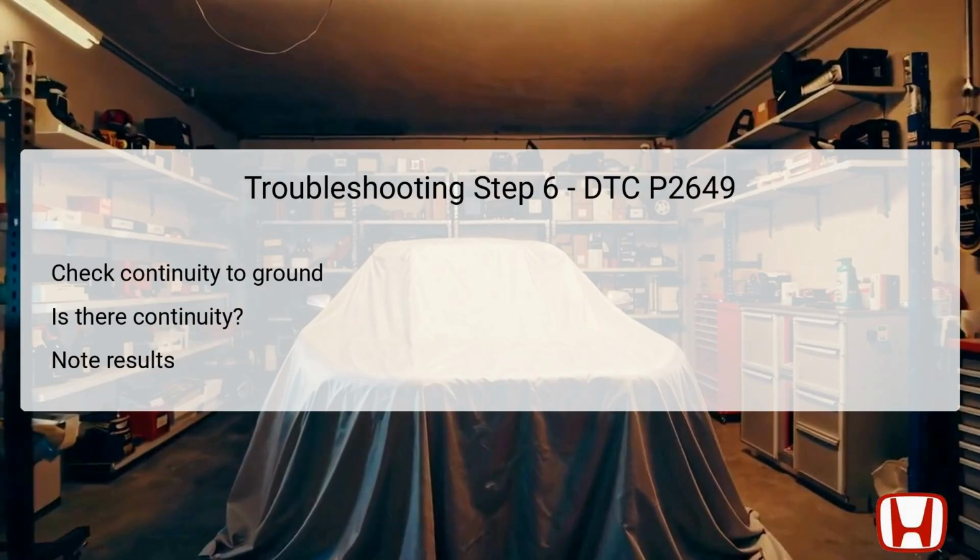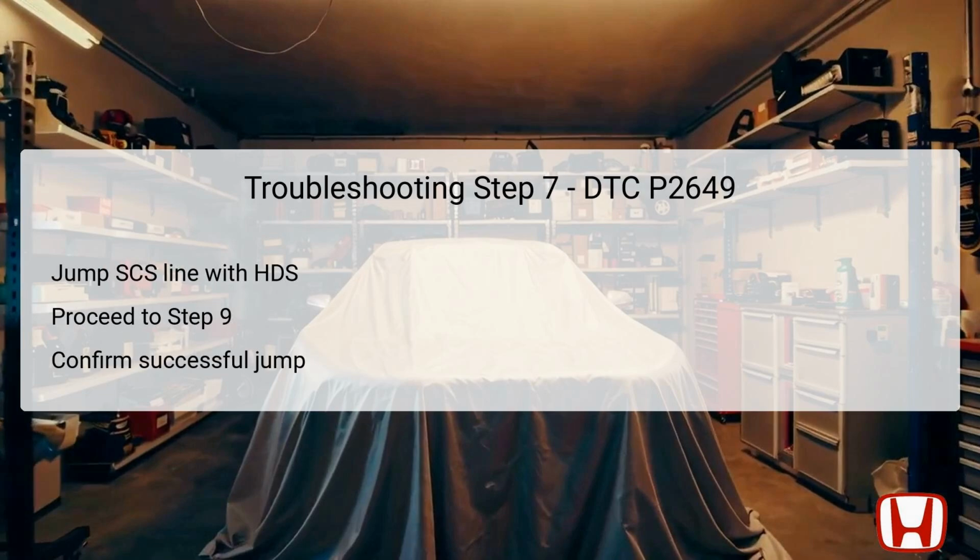These measures play an integral role in ensuring the solenoid circuit's functionality, thereby addressing the root issue behind DTC P2649. After confirming continuity, the next step involves jumping the SCS service check signal line using the Honda Diagnostic System, HDS. This step is primarily for diagnostic purposes, allowing you to bypass certain circuits and access diagnostic functions more directly.